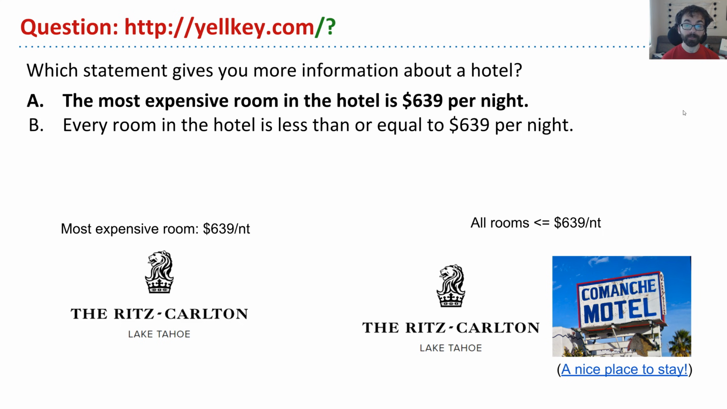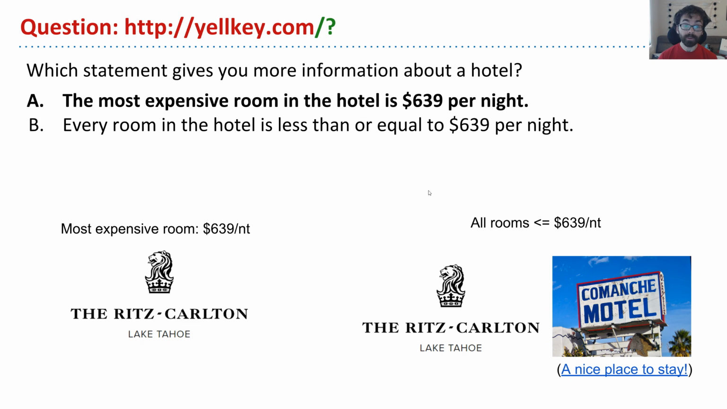So A, it turns out, is the better answer. The most expensive room in the hotel is $630 a night is a more informative statement. Now, why is that? It seems like somehow they're kind of the same. Well, let's consider the Ritz-Carlton Lake Tahoe, which at the time I made the slide had a room that was $639 a night as its most expensive.